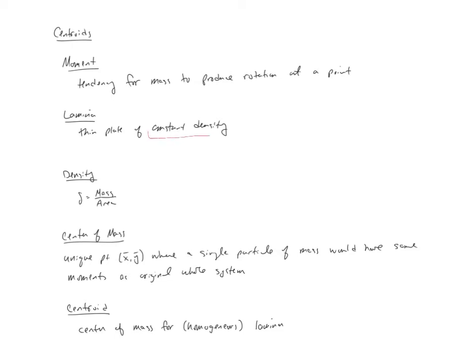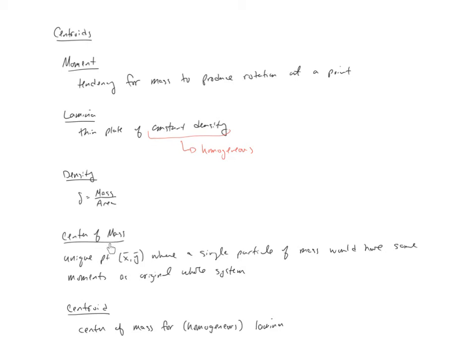This whole idea of constant density, you'll hear referred to as homogeneous. So anything of constant density would be defined as homogeneous. The density formula that you may have seen before, maybe in a physics class or a chemistry class, is defined as mass over area. That's the Greek letter delta, mass over area.